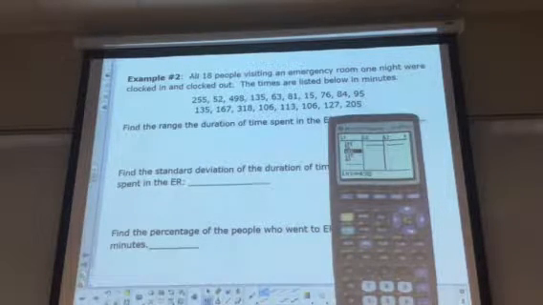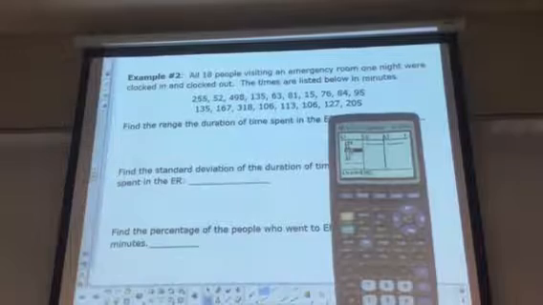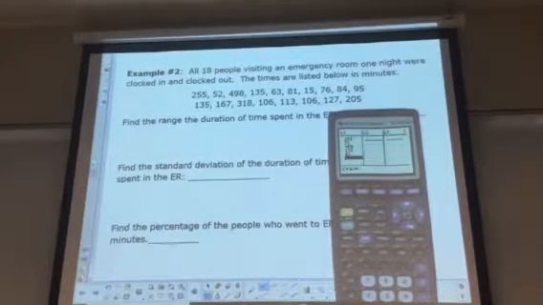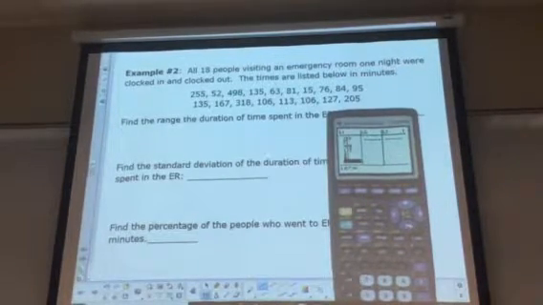255, 52, 498, 135. And as I catch those mistakes, it's actually easier to fix them there. As you catch those mistakes for me, it's actually easy. But I'm not going to be there to catch your mistakes on a test, so you got to be careful yourself.